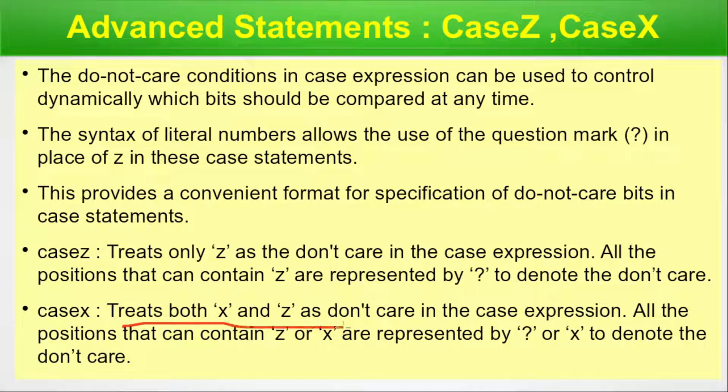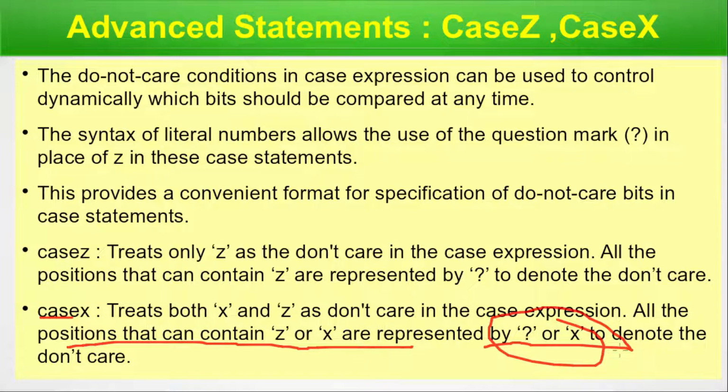Case X treats both X and Z as don't cares together. Now this is a superset of case Z. However, Verilog has a provision to use either case Z or case X. Both you can use or either one you can use. It depends on a case by case basis. That means not the case of Verilog, but the real case where you are coding. And for case X, the positions that can contain Z or X are represented by a question mark or X.